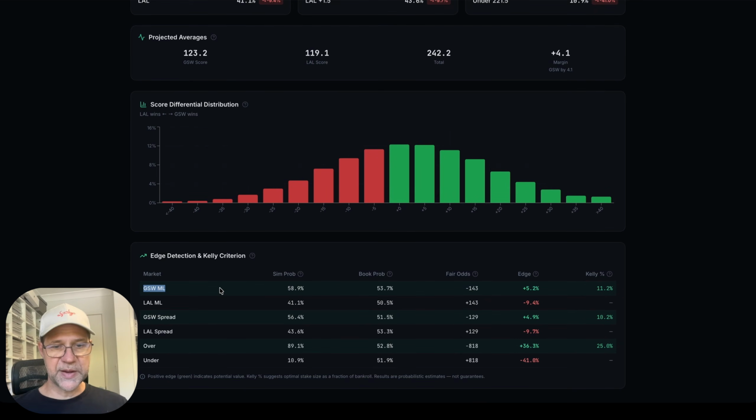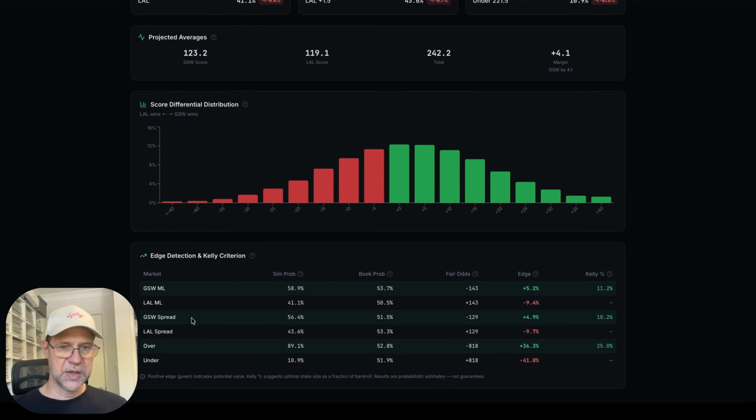So you've got your Warriors money line first. And the simulation is saying that they'll win 58.9% of the time. Now the probability at the books is 53.7%. So basically that's going to give you a 5.2% edge, a small edge based on what this has worked out. On the Lakers money line, obviously it goes the other way. So there's a negative edge on that because our simulation is saying 41.1% of the time the Lakers are going to win.